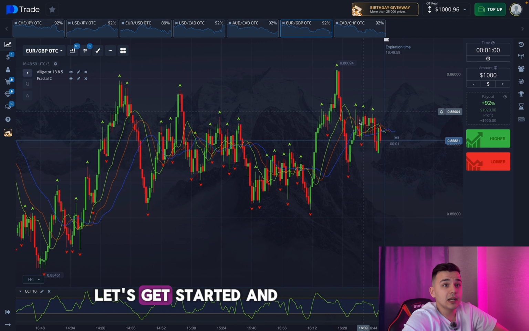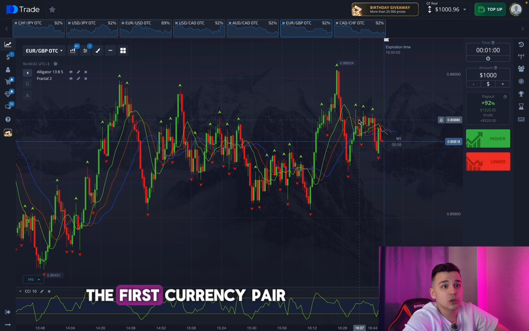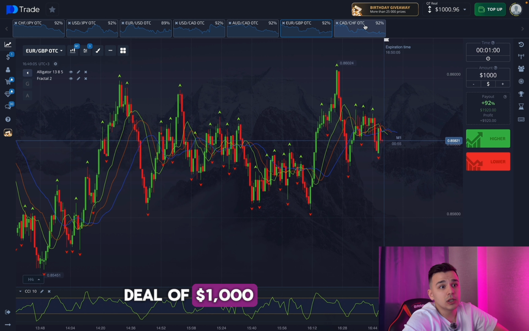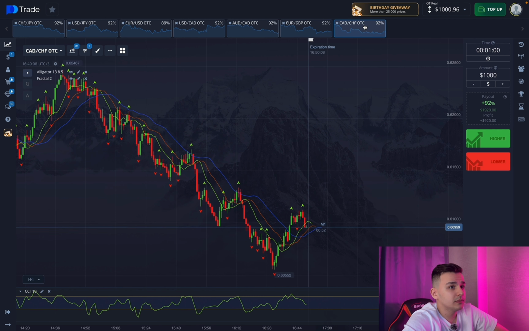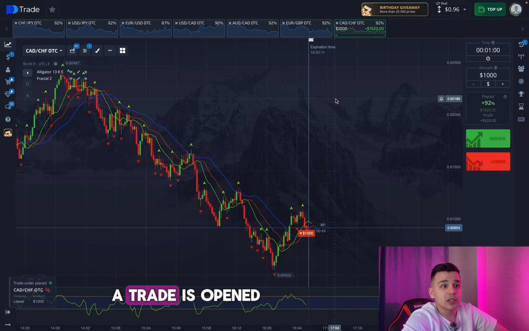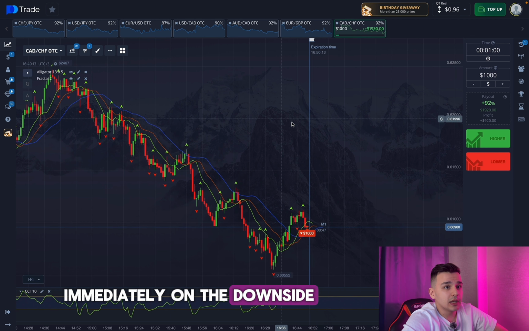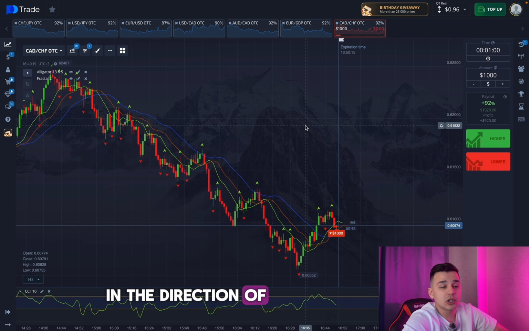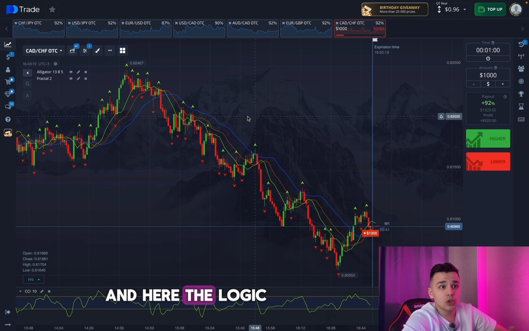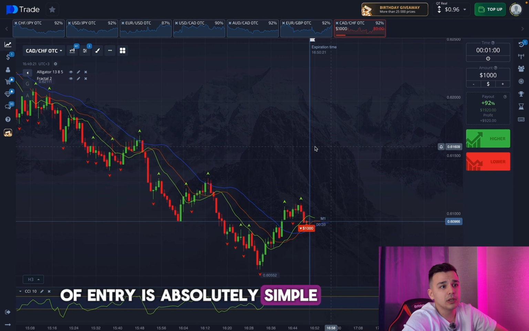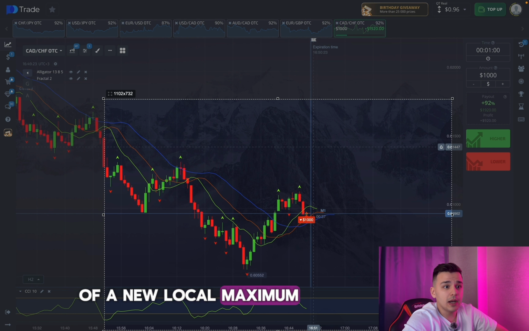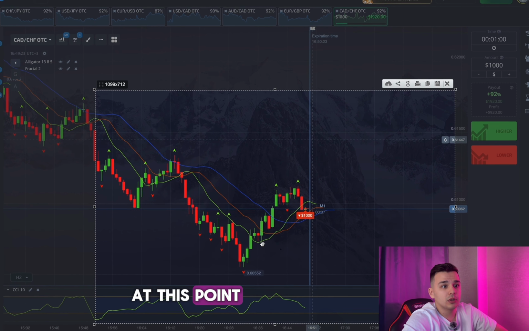So, let's get started, and I'll pick the first currency pair. We'll start with a deal of $1,000. And right here, a trade is opened immediately on the downside, in the direction of the trend. We have a general downward trend, and here the logic of entry is absolutely simple. After the rollback, a new local maximum is formed at this point.